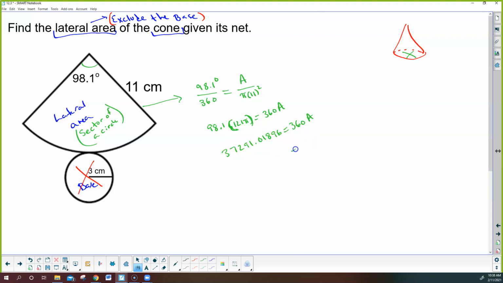So then take this answer, and let's divide that by 360. And that gives me an area of 103.586, and then since it's centimeters, this would be centimeters squared. So I know that the area that this piece of pie or this sector takes up would be that large.